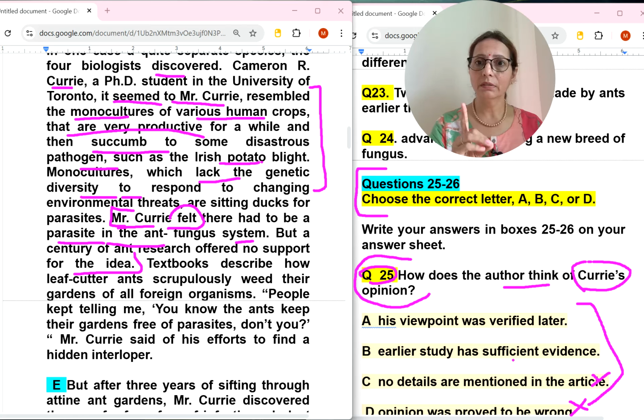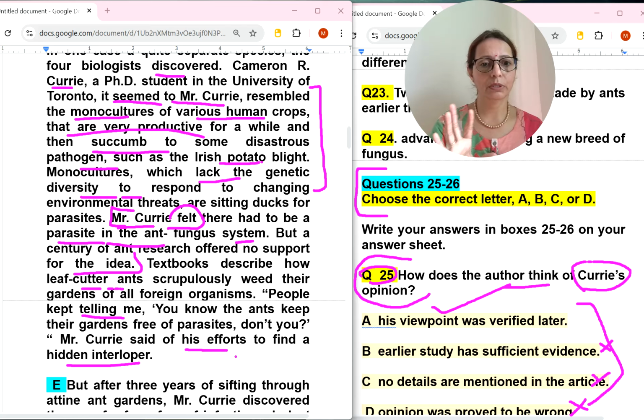So earlier study has sufficient evidence. This also I haven't read. Only we can say this: his viewpoint was verified later, because a century of ant research offered no support for the idea. Textbooks describe how leaf cutter ants scrupulously weed their gardens of all foreign organisms. People kept telling me, you know, the ants keep their gardens clean, Mr. Curie said of his efforts to find a hidden interloper. So his viewpoint was verified later, not initially. So we can select A number.